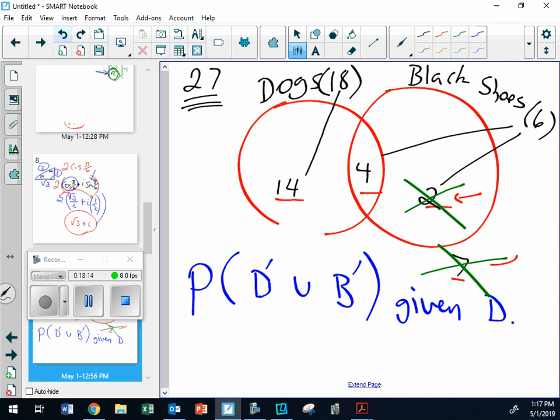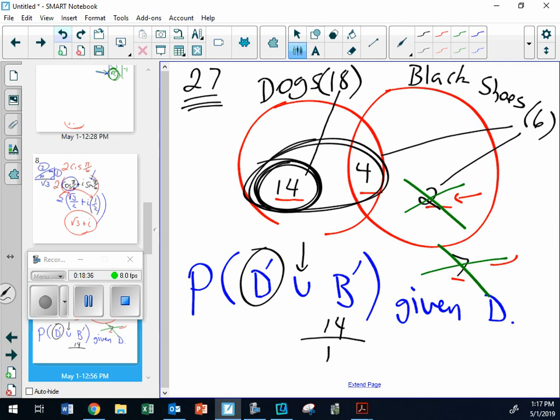So, what's this? Not dog. But wait, there aren't any of those. You're right. So I union that with, which means just add it up with the not B's. Which are the not B's? These guys. So it's 14 out of, which ones were even possible? These two. 14 out of 18. Raise your hand if you had 14 out of 18. Good job. Okay. I know, it's getting pretty twisty-turny.